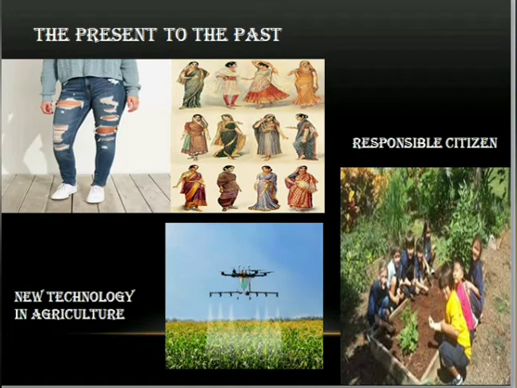History helps us to understand the present in relation to the past. It provides us with an identity. It helps us to understand the society we live in. It explains why we should be good and responsible citizens. It also teaches us to learn from the mistakes of the past and how to improve our present. Look at the pictures, children: the present to the past, responsible citizen, and new technology in history.